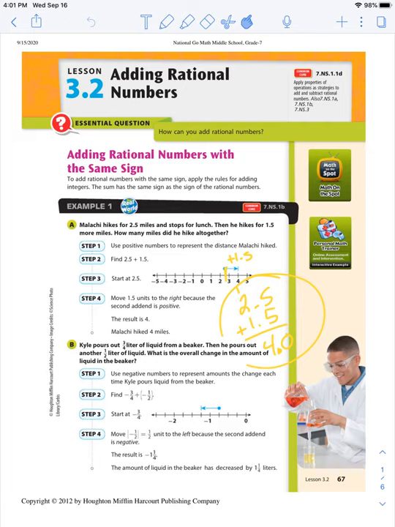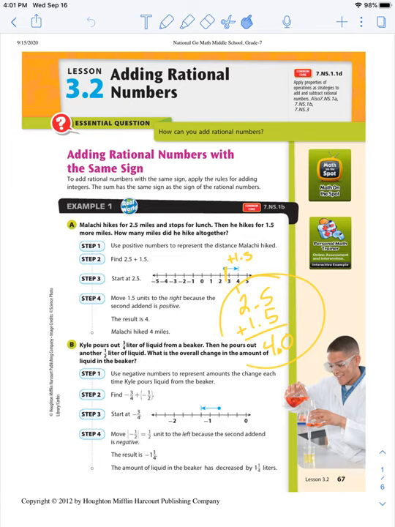All right, so example B. Kyle pours out 3/4 liter of liquid from a beaker. Then he pours out another 1/2 liter of liquid. What is the overall change in the amount of liquid in the beaker? Well, you're starting with a certain amount. When you pour out, that's represented by a negative number. So we're going to use negative numbers to represent the amount of change because he's pouring them out.